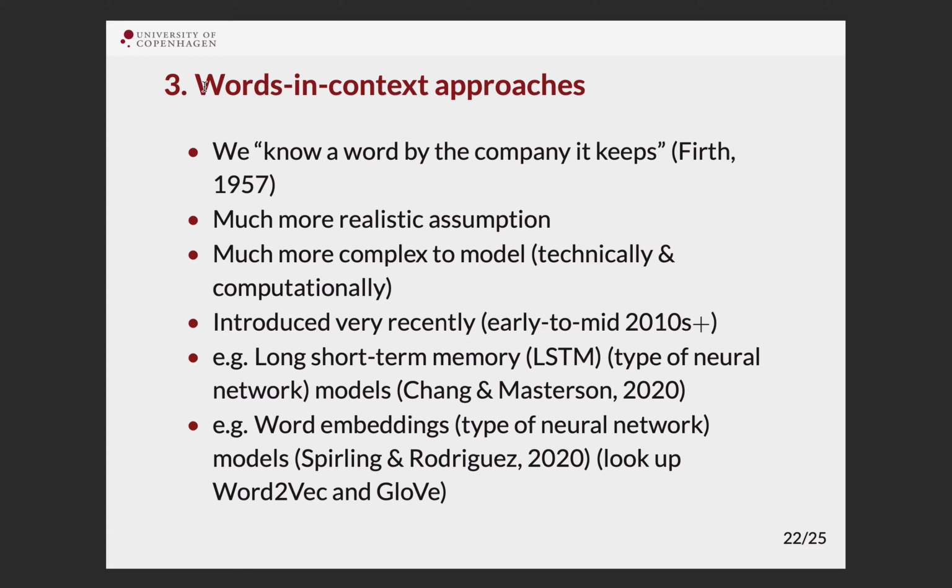they're much more complex, right? Both technically and computationally, they can take quite a long time to fit. And they were introduced very recently, really only in the last decade. Some examples include LSTM models or long short-term memory models. There are models that estimate word embeddings, which are really cool for understanding the meaning of words relative to other words. And they use a type of neural network. And there's a working paper on this in Political Science by Sperling and Rodriguez.